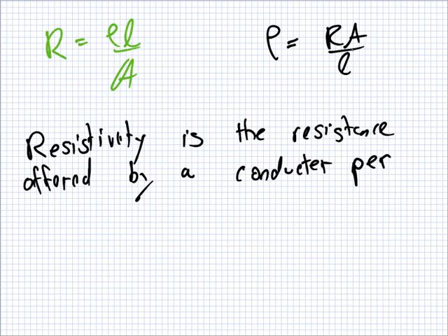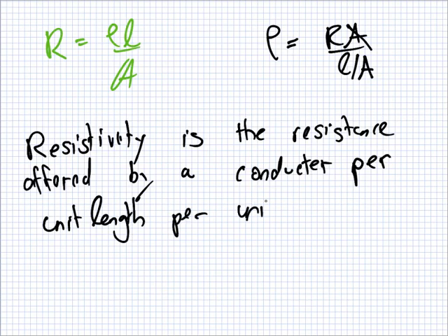Now what I'll do, to make the English a little bit better, is divide the top and bottom by A. So I have R over L over A. So I can have resistivity as the resistance offered by a conductor per unit length per unit cross-sectional area.